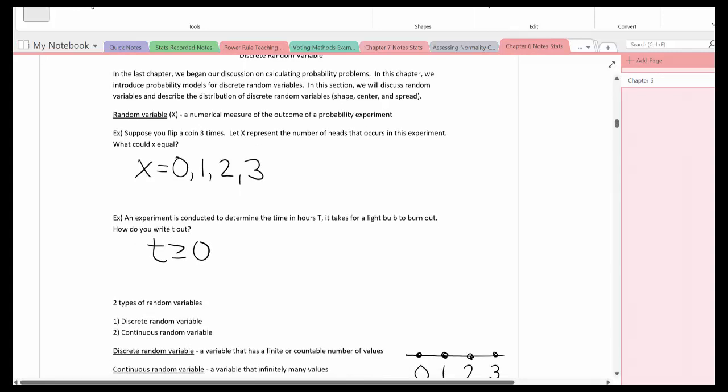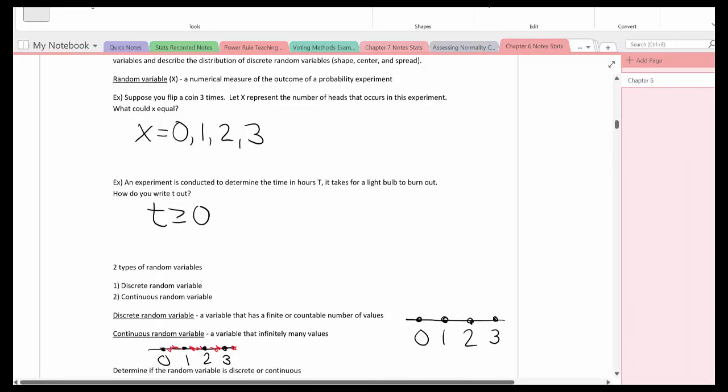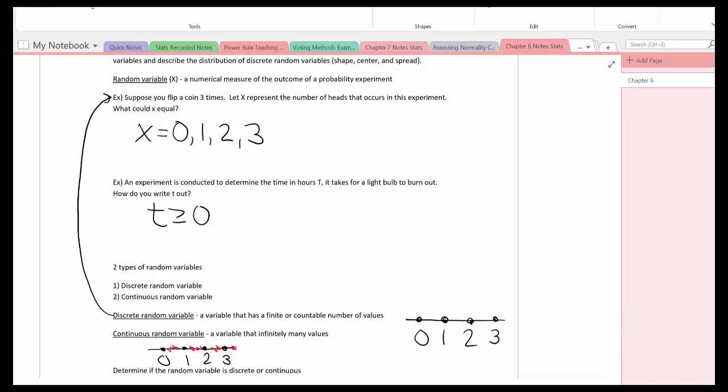So there are 2 types of random variables. One is a discrete random variable, and the other is a continuous random variable. A discrete random variable is a variable that has a finite or countable number of values. So again, when I draw this on a number line, it could be 0 or 1 or 2 or 3 or 4, but it can't be anything in between. The example of flipping the coin 3 times was an example of a discrete random variable, which is what we'll talk about more in this section.